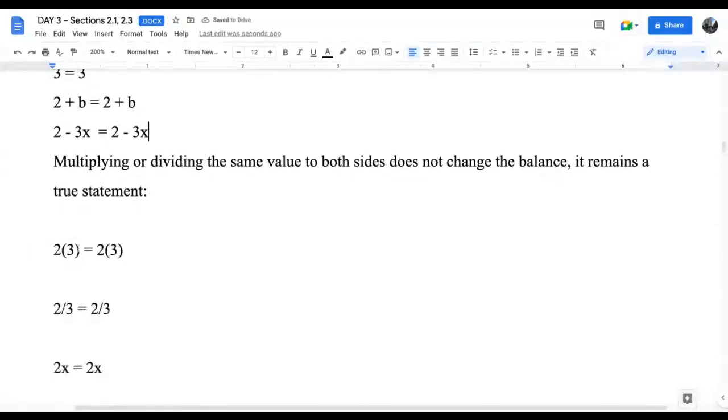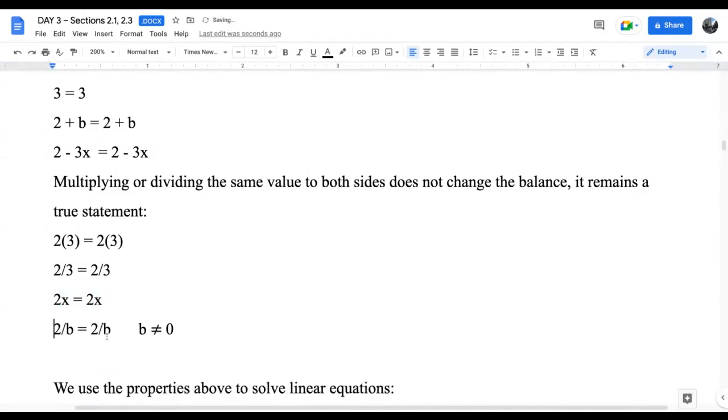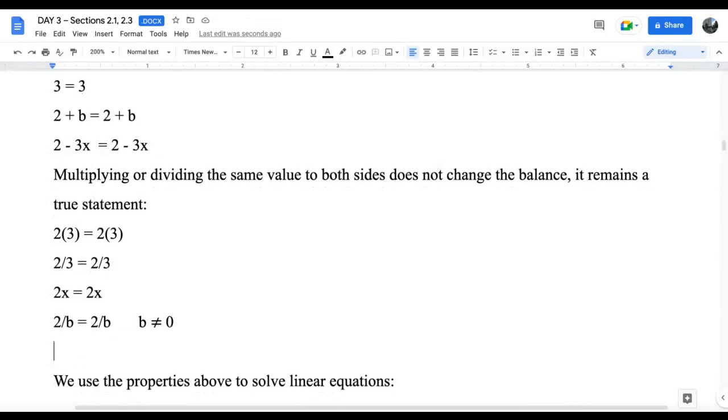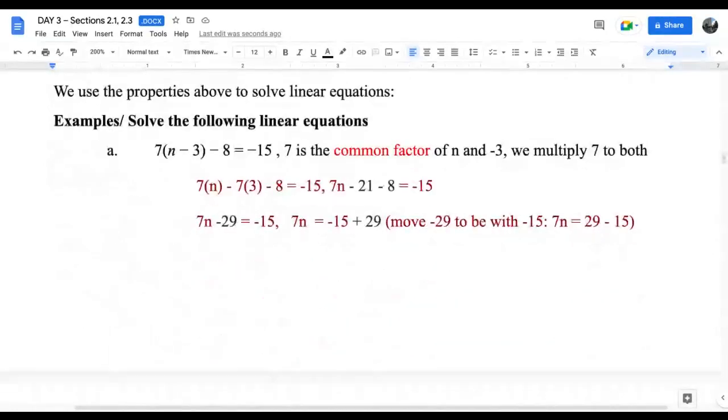I like to move things around. And also this is true statement. 2 equals 2, if we multiply 3 on both sides, they stay the same, 6. We divide by 3 on both sides, stays the same. We multiply by x on both sides, stays the same. Divide by b on both sides, b cannot be 0, stays the same, right? So this means when we have equation, we can perform the same operation with the same number on both sides all the time. So we use the above property, right?